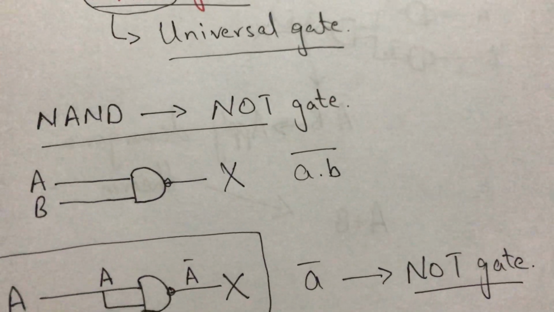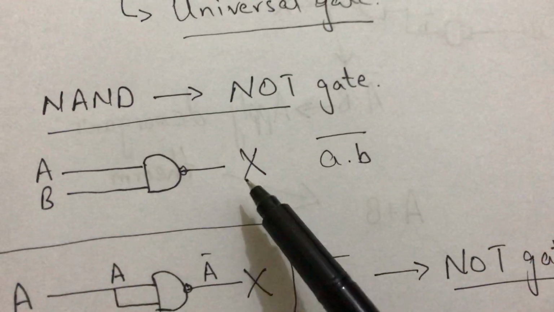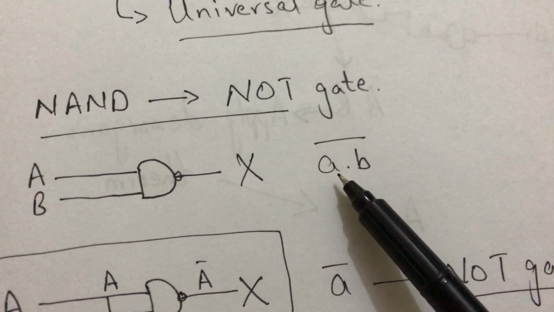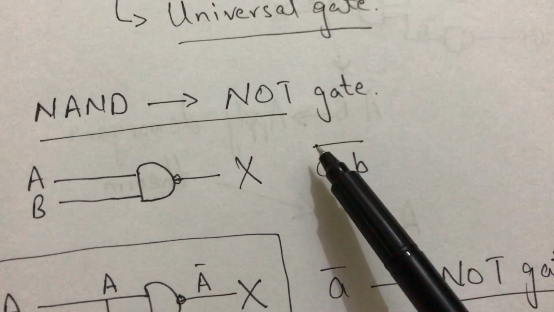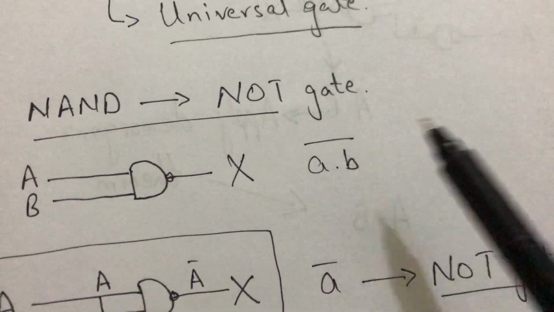A NAND gate has two inputs and one output, that is A and B, and the output is X. The Boolean algebraic notation for the NAND gate is (A dot B) whole complement, or you can say (A dot B) whole bar.